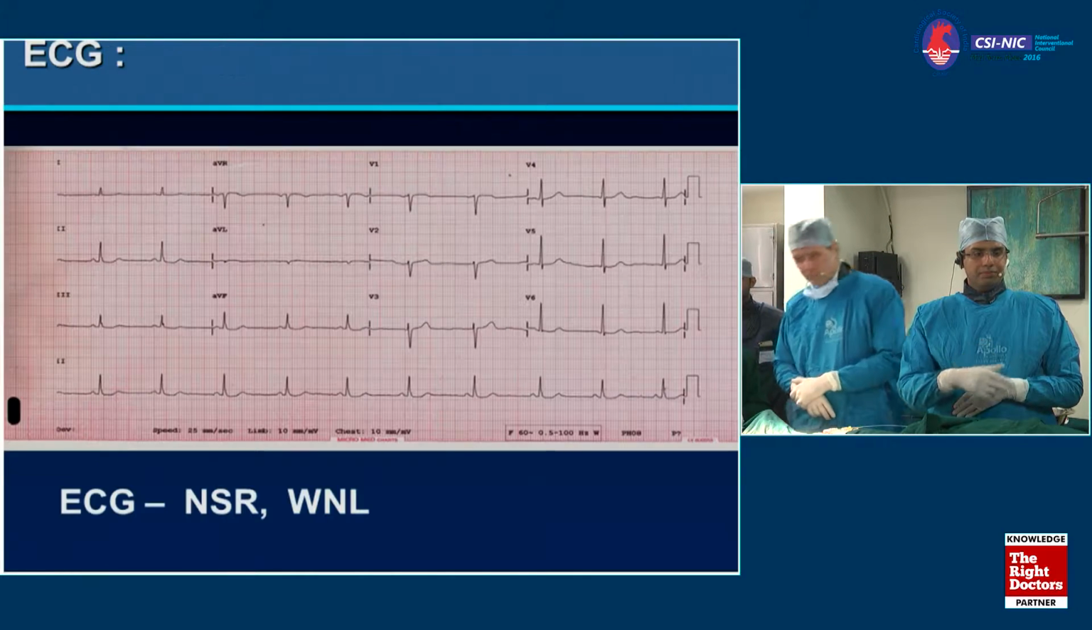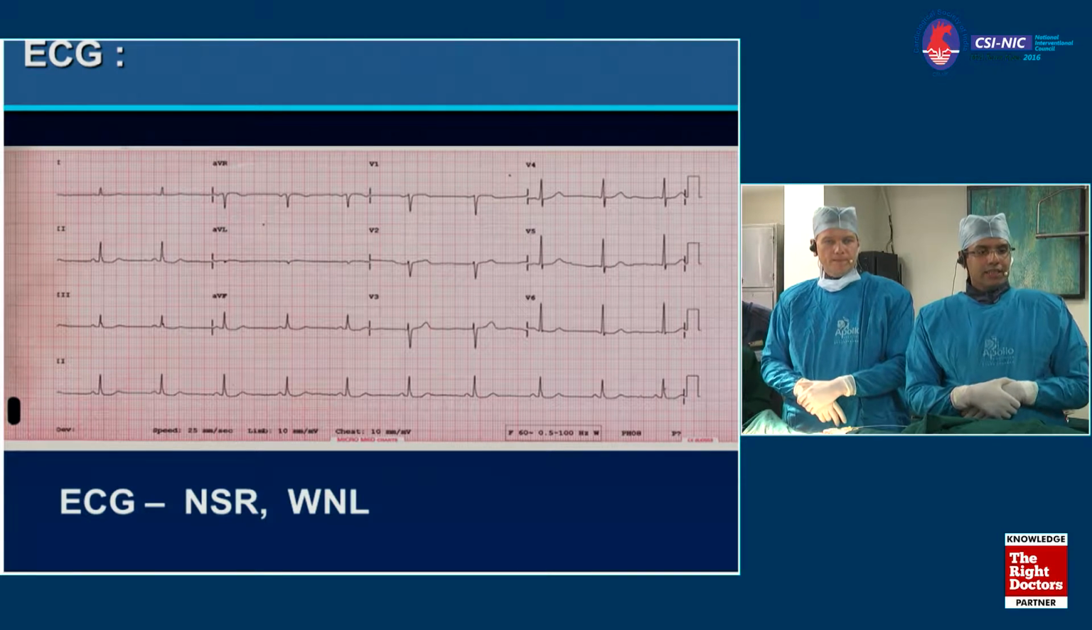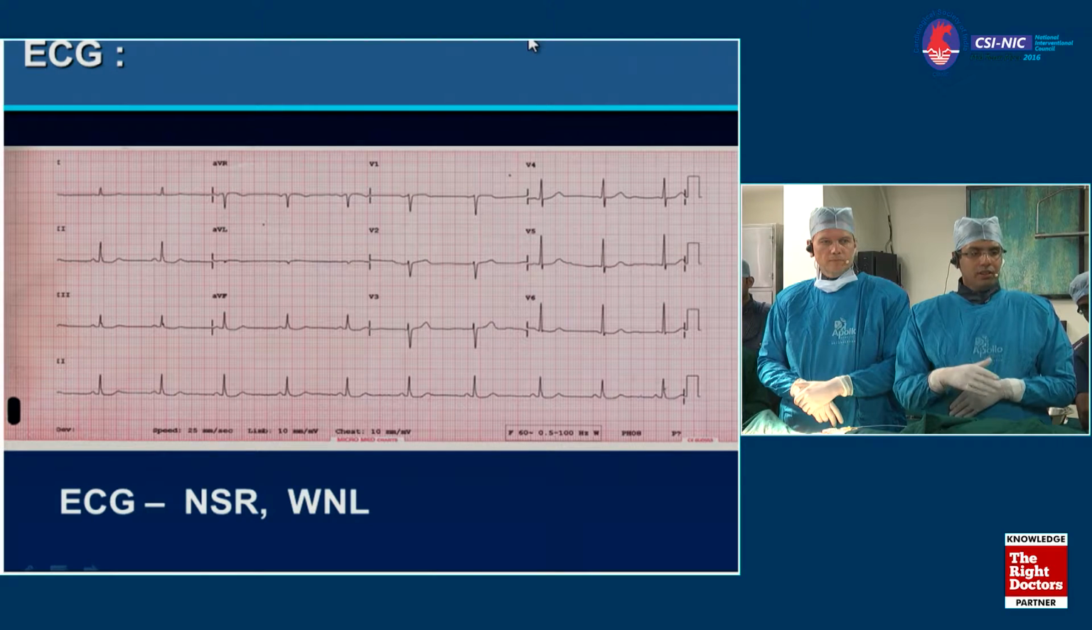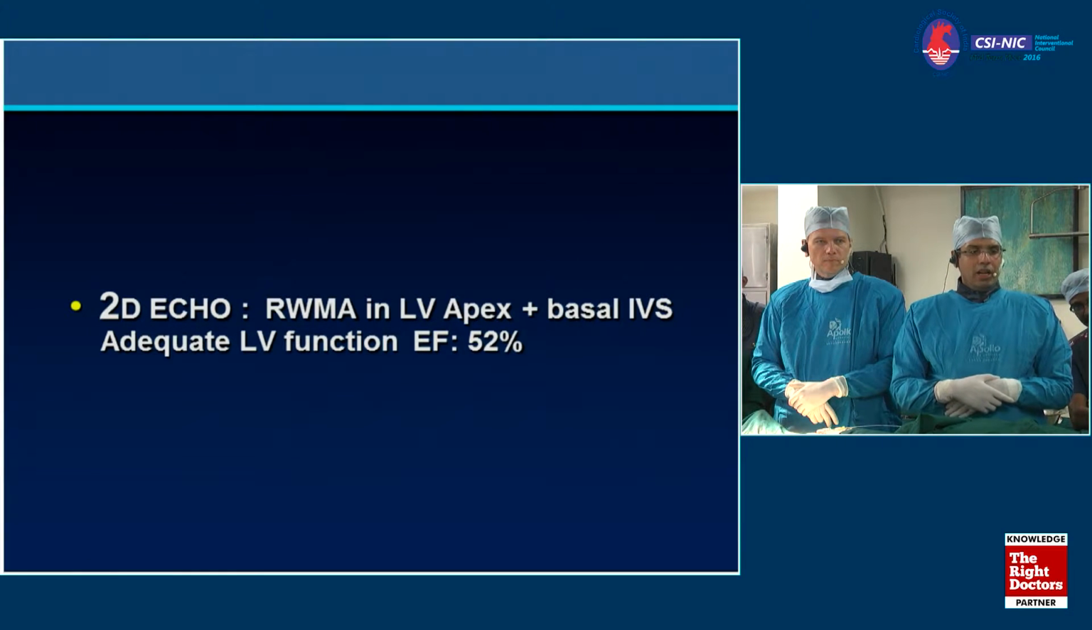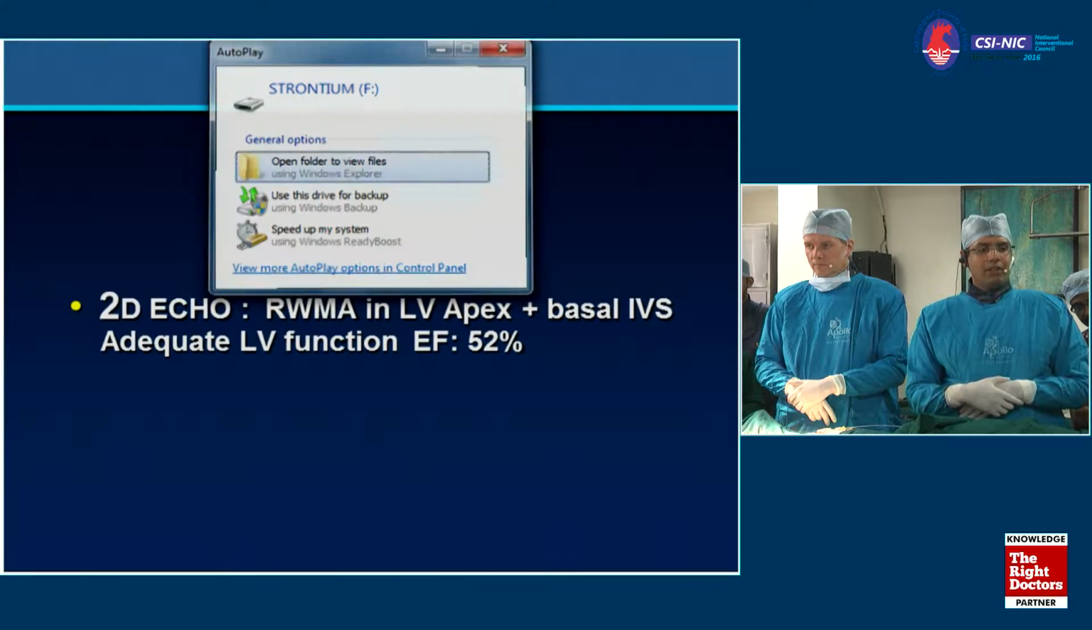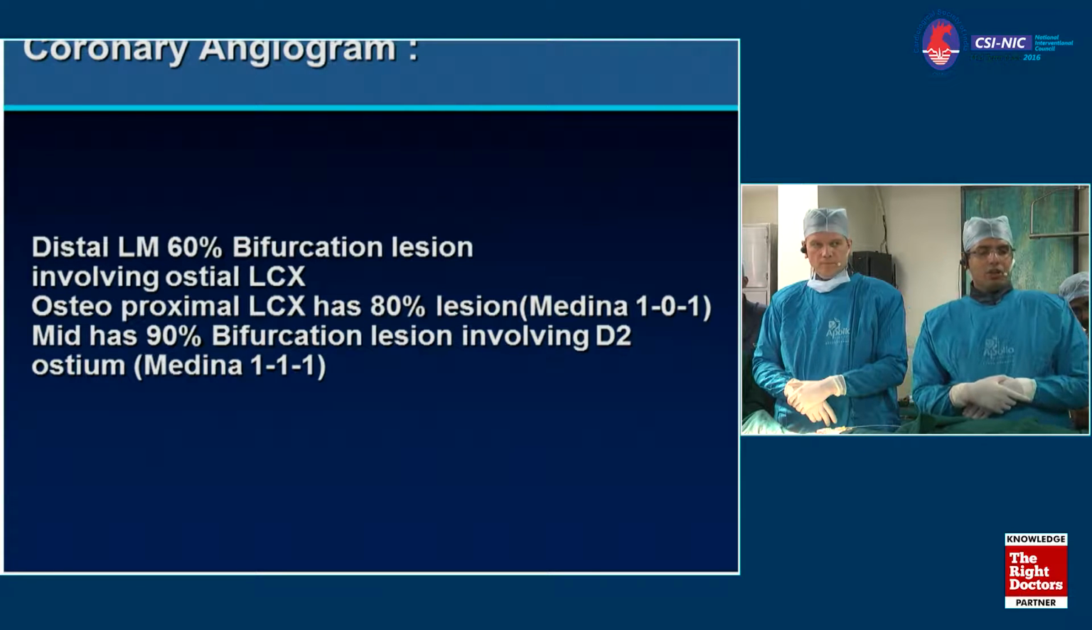Next slide. This is the ECG. You can see fairly not much ST-T changes. Echo: there is a mild hypokinesia of the LV apex and basal IVS, otherwise adequate LV systolic function.